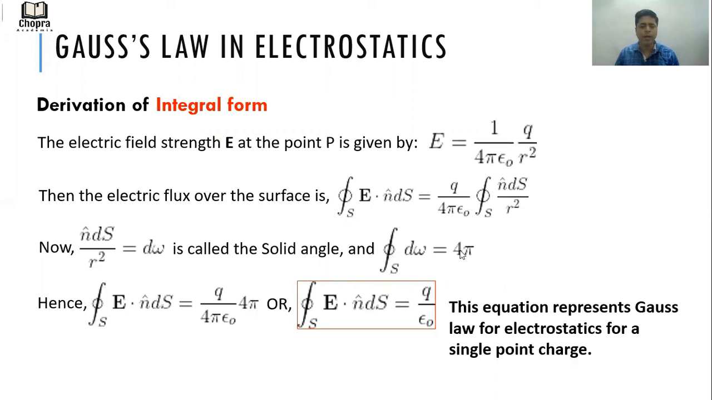So we'll substitute back for this into this formula and we get integral over surface E dot n cap ds is equal to q by 4 pi epsilon naught times 4 pi. The 4 pi gets cancelled. So we have integral over surface E dot n cap ds is equal to q by epsilon naught. Now this equation represents the Gauss law for electrostatics for a single point charge. So if we have multiple point charges, we can keep adding up and we will have a summation of q by epsilon naught, or that makes it a total charge q by epsilon naught.